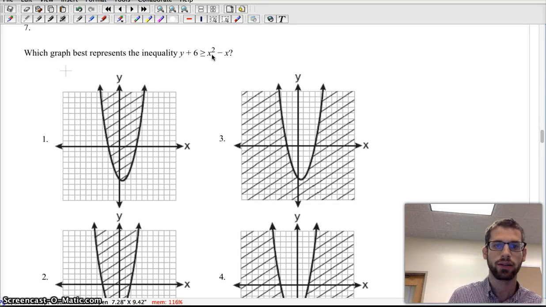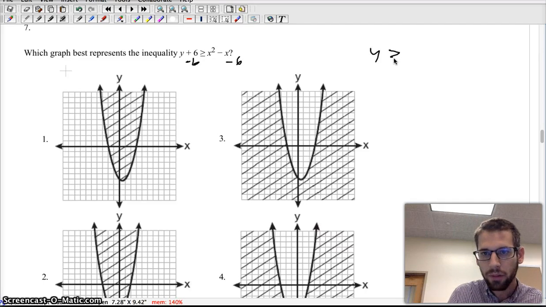Alright, so first thing I need to write this in a trinomial form, so I need to move this 6 over to the other side so I can factor it. Okay, so I'm going to subtract 6 from both sides. I'll rewrite it over here. Y is going to be greater than or equal to x squared minus x minus 6.